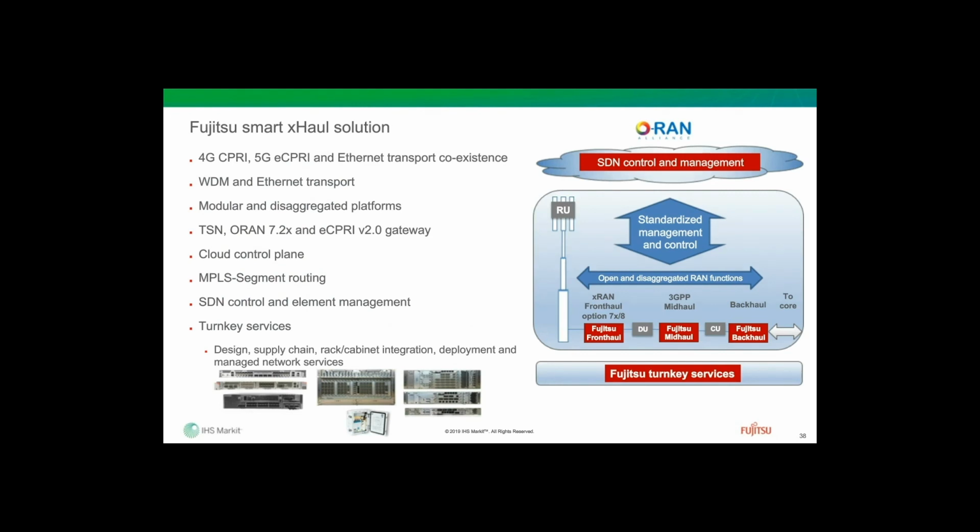The Fujitsu SmartX Hall solution offers a flexible SDN control and managed transport capabilities for 4G CPRI, 5G eCPRI, and up to 100 gigabit Ethernet transport using a mix of WDM, time-sensitive networking, Ethernet transport, and MPLS segment routing with cloud control plane to dynamically provide network slicing operation for multiple virtual networks within a single high-performance and highly scalable infrastructure. This Fujitsu turnkey services team can also design, integrate, install, and manage the complete end-to-end transport infrastructure for your new network as well as your legacy network.